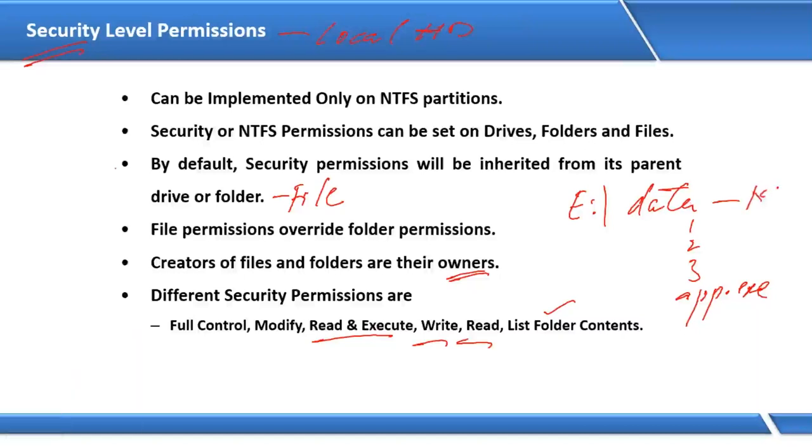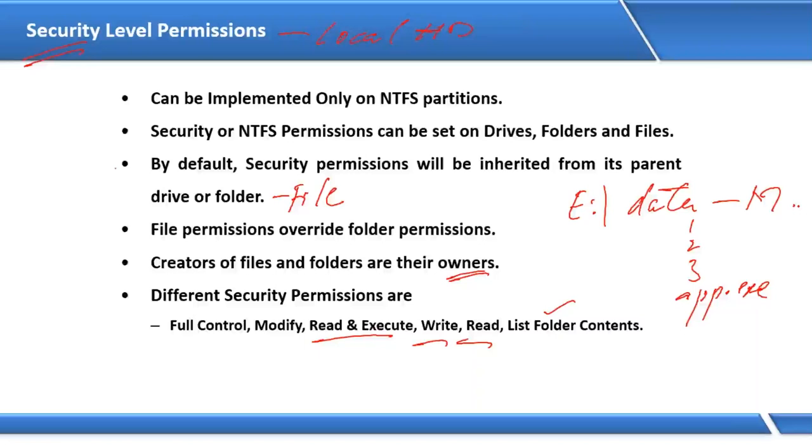So you can see here, if I give the modify permission on this data folder, then what is the permission? Now the user can open the data folder, user can access the files, user can open the files, user can view the content, user can change the content, user can delete the files also, user can create the files also, user can run these applications also, user can rename the files also. But the user cannot change other users' security level permission.